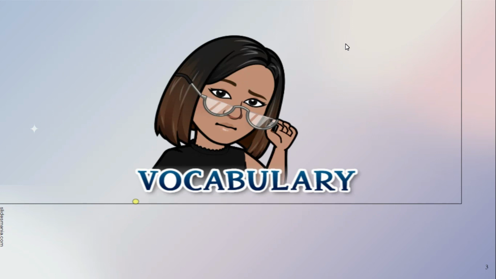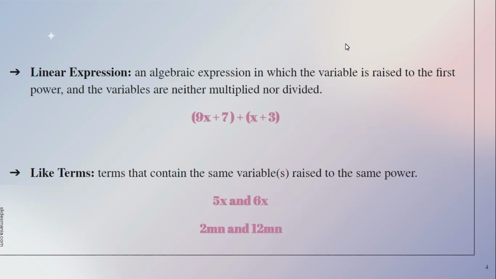Let's go ahead and get started with the vocabulary. First of all, we have linear expressions. We determine an expression is linear when its variables are raised to the first power and it does not have a variable in its denominator. So here we have an example of the linear expression x plus 7 plus another linear expression x plus 3.